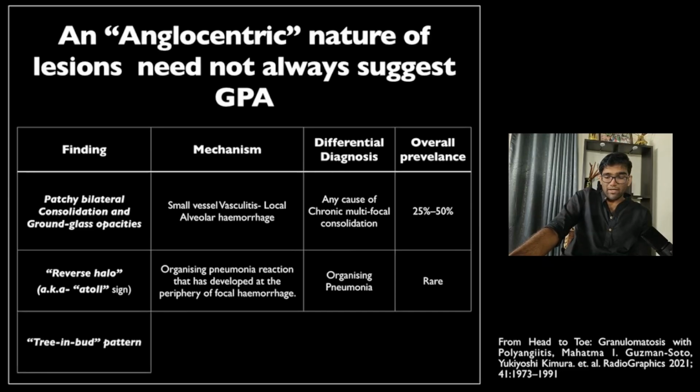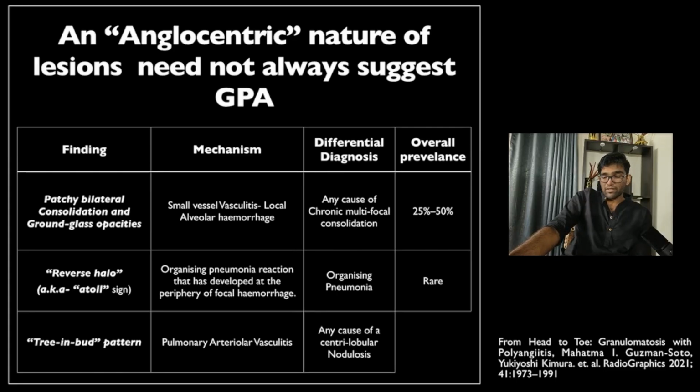Third is the tree in bud pattern. This is because of the inflammation of the pulmonary arteriole that moves along with the terminal bronchiole as it supplies the bronchopulmonary lobule. Because of the branching nature of the vessel affected, you can get a tree in bud pattern, but this is actually a very uncommon cause of the tree in bud pattern. Any cause of centrilobular nodulosis would result in a tree in bud pattern, and those are far more likely, as an infection is a far more likely cause. So again, this is quite rare in GPA.